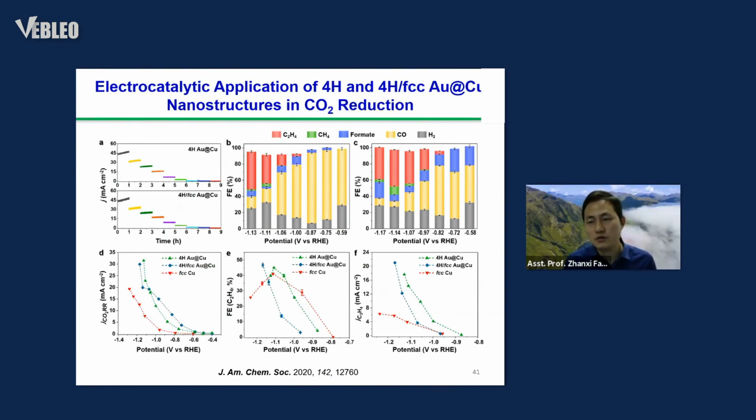We have also used the 4H and 4H FCC gold-copper nanostructures for the electrocatalytic carbon dioxide reduction. Importantly, these structures have much better performance than common FCC copper toward the generation of ethanol, one kind of very important multi-carbon product in the CO2 reduction reaction. You can see that both their selectivity and activity are greatly improved.